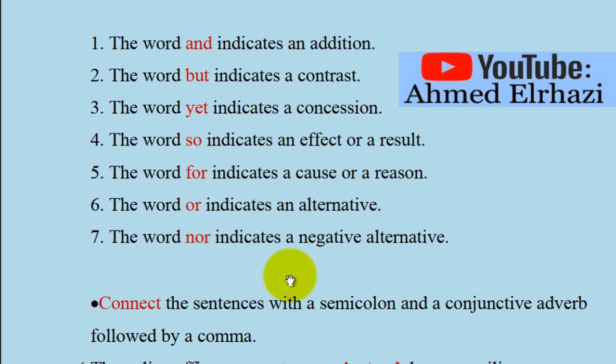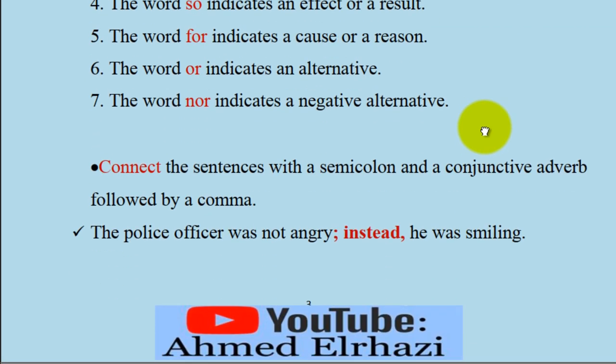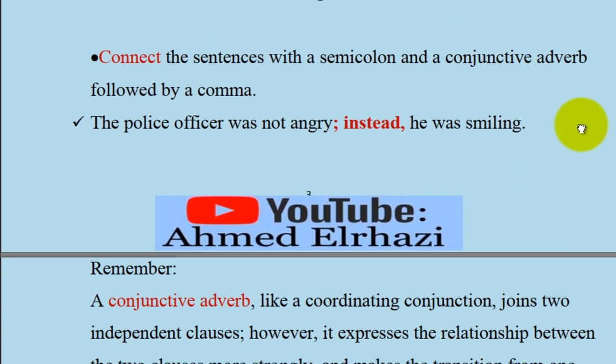I have to pay attention to the meaning of the sentence. The word and indicates an addition, but indicates a contrast, yet indicates a concession, so indicates an effect or result, for indicates a cause or a reason. The word or indicates an alternative or choice. The word nor indicates a negative alternative, another alternative which is negative in its nature.